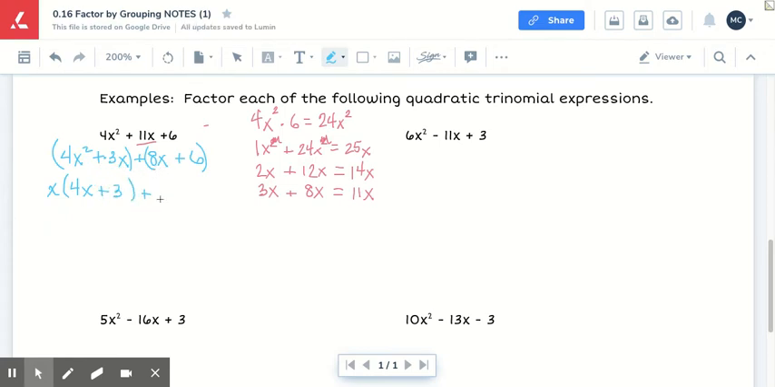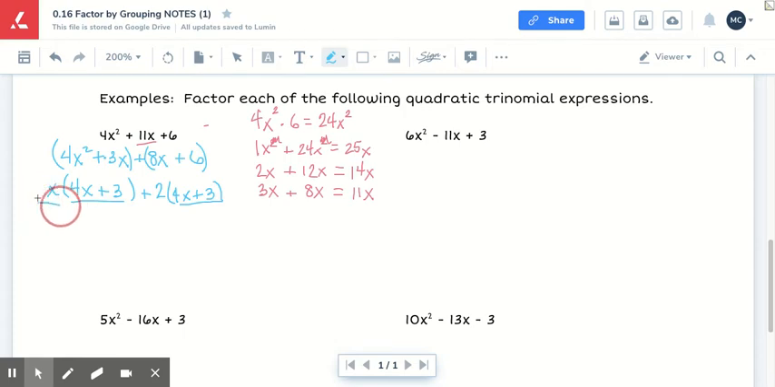In the second grouping, 8x and 6, the greatest common factor there would be 2. So I'm going to write down a 2. And then divide each of those terms by 2. 8x divided by 2 would be 4x. And 6 divided by 2 would be 3. Now, this method is working if these two things in parentheses are identical. So 4x plus 3 and 4x plus 3, they are identical.